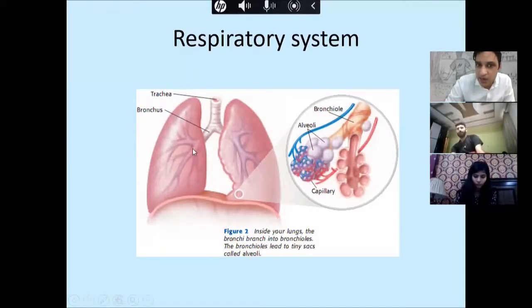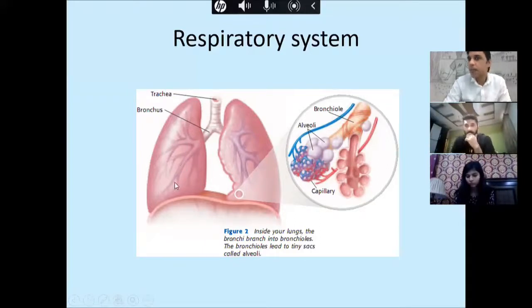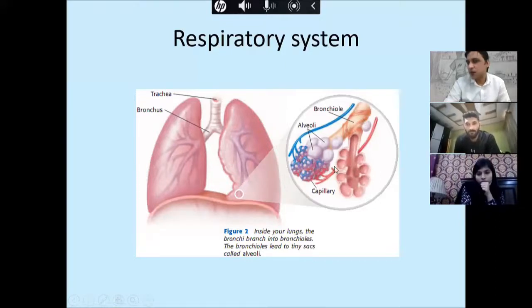When the bronchus enters into the lungs, it starts dividing, dividing and dividing, and eventually ended up in this grape-like structure. So at the very end of each of these channels, there exists a grape-like structure. So our lung is made up of these grape-like structures. They're called alveoli. These grape-like structures are called as alveoli.